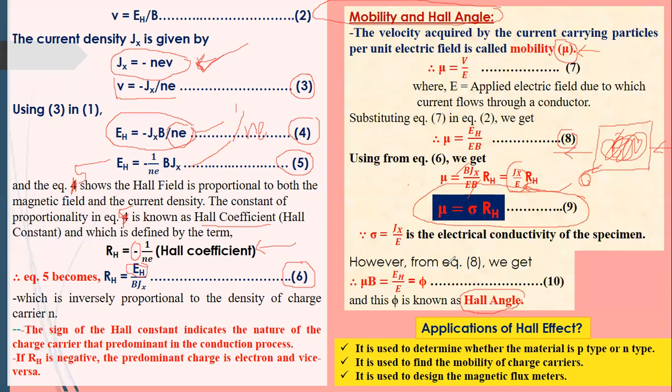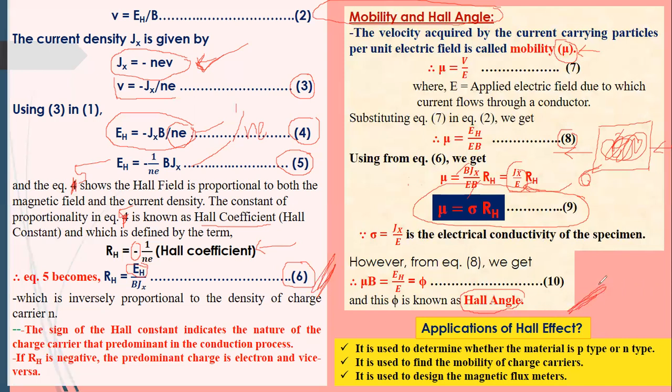Be careful during the examination time. If they are asking only the Hall coefficient or Hall constant, or to derive the Hall constant or Hall coefficient equation, you have to write up to equation number 6 only. And if they ask you to explain the terms Hall coefficient, mobility and Hall angle for 6 or 8 marks, you have to write up to equation number 10 and explain one more thing, the application of Hall effect.